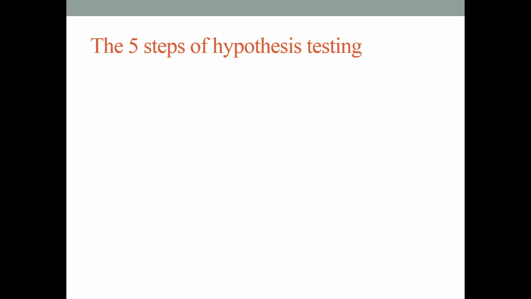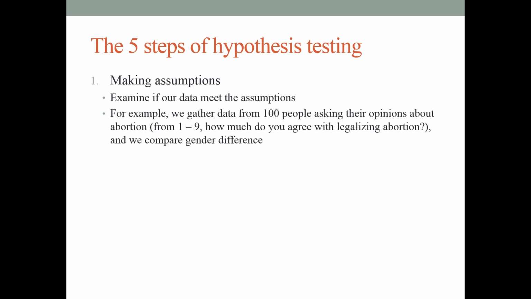Yeah. So there are 5 steps of hypothesis testing. Now your book, I think, says 6, but I just give you 5. The first step is making the assumptions. In other words, we need to review those assumptions. Remember the 5 conditions, the 5 assumptions. We need to examine if our data meet those assumptions.